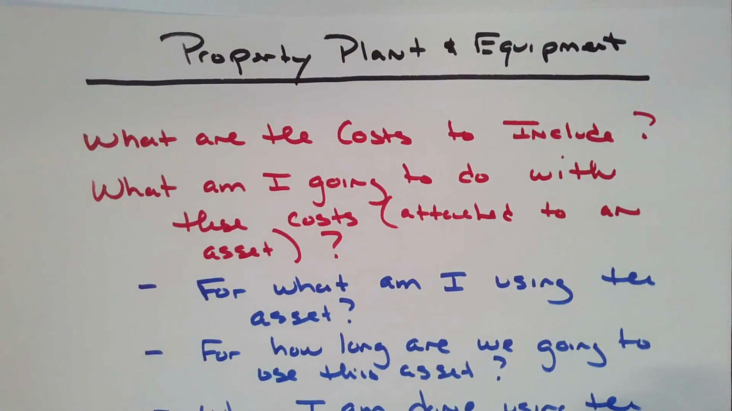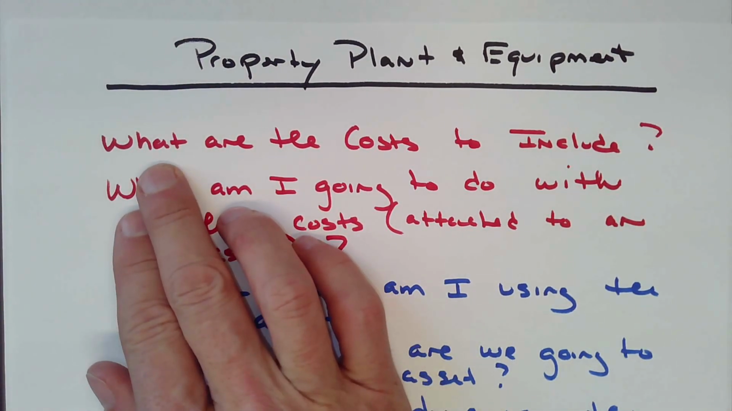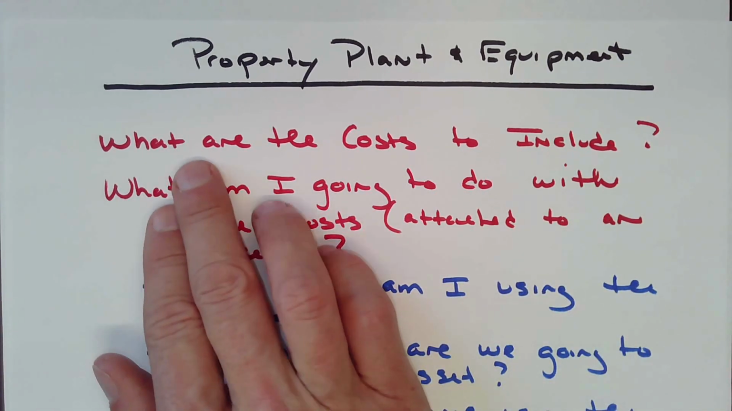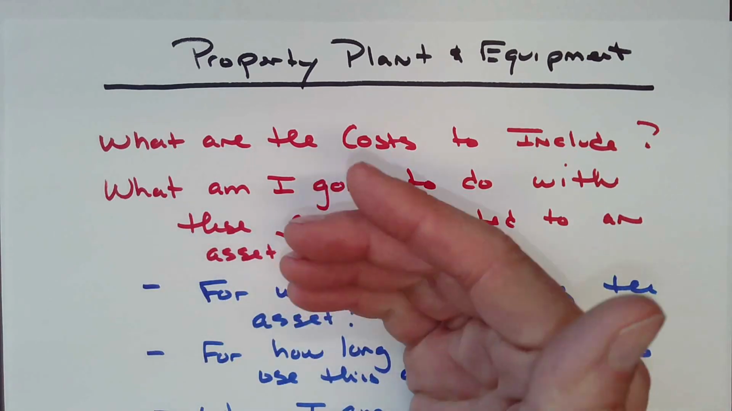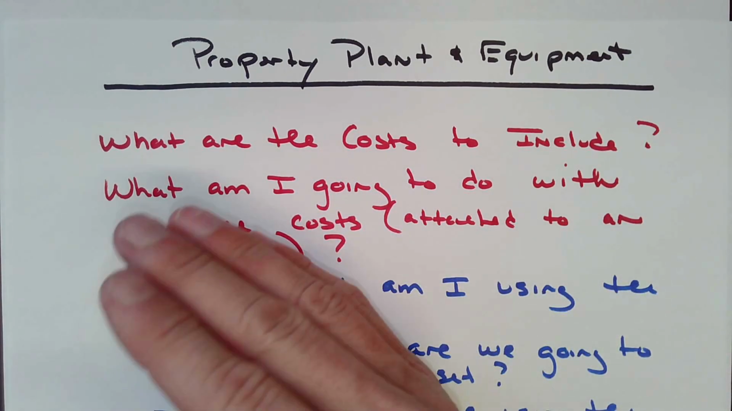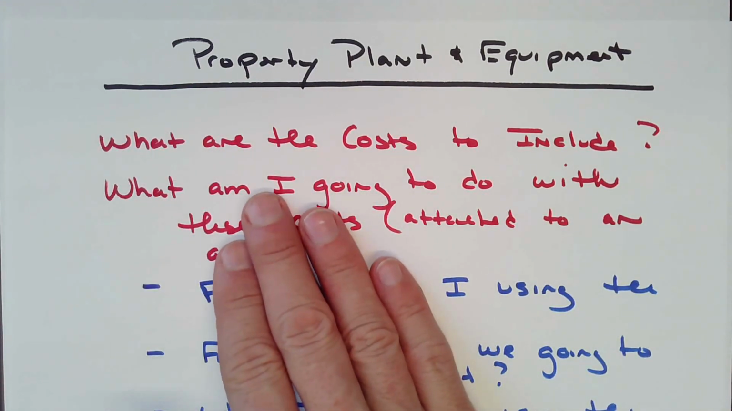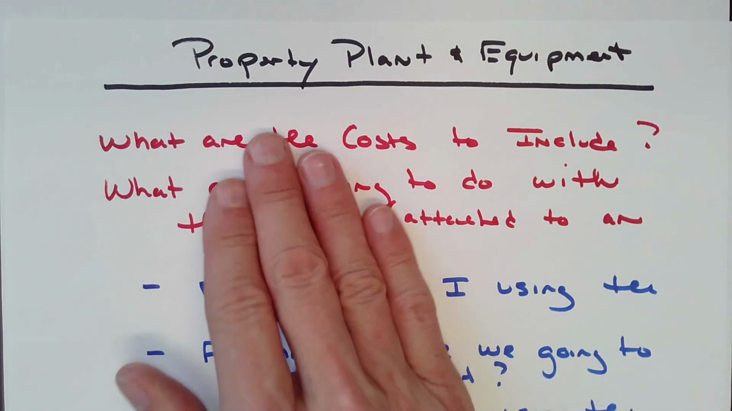So we started looking at and answered at least one of the questions: what are the costs to include? And we want to include any costs that are going to make the asset usable for our business, so that we can generate sales off of it, and there's going to be costs associated with maintaining it, etc.